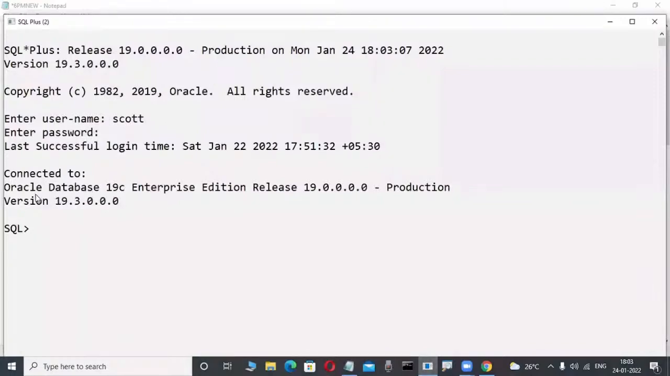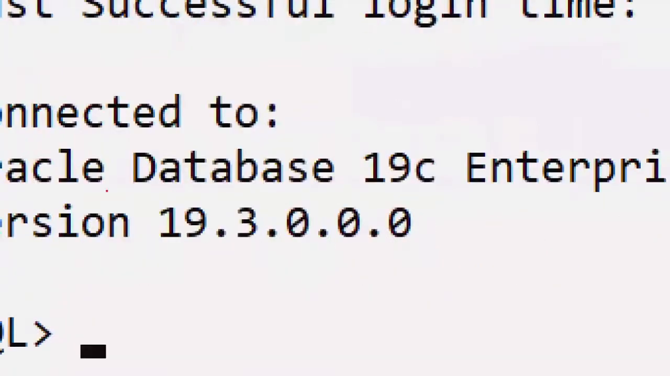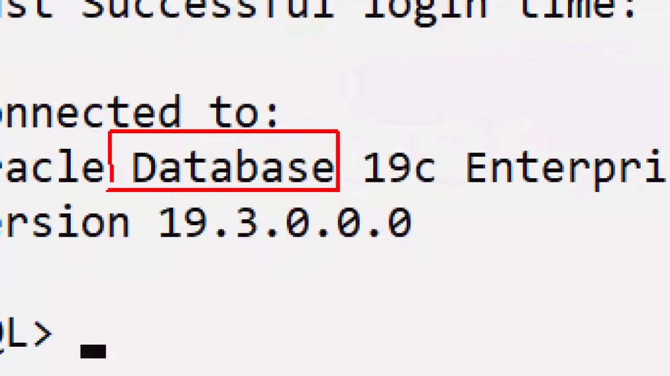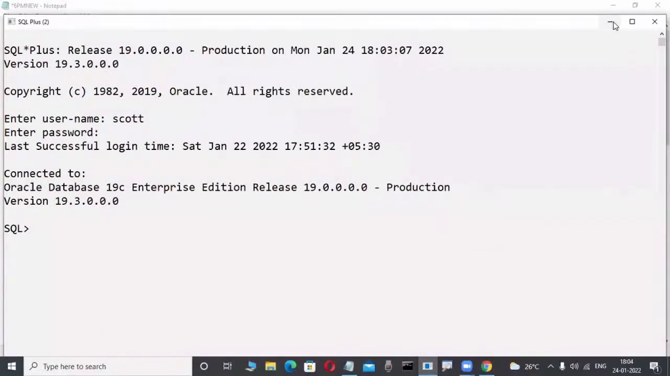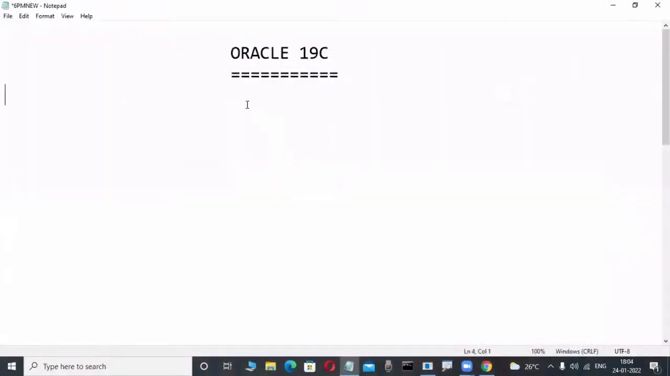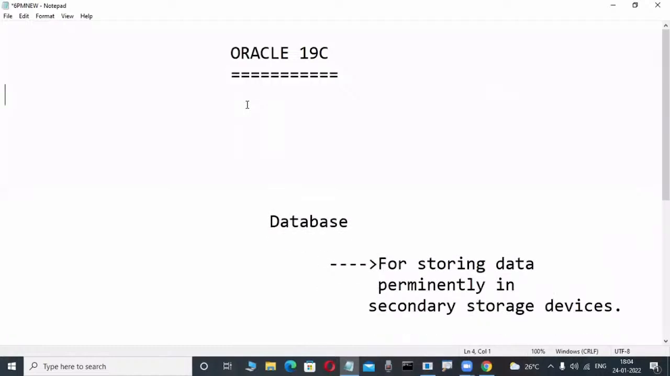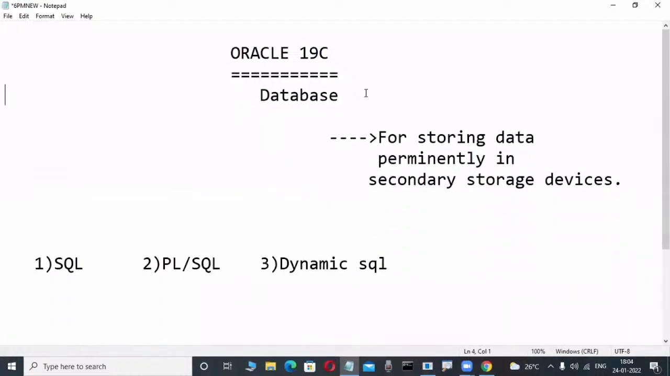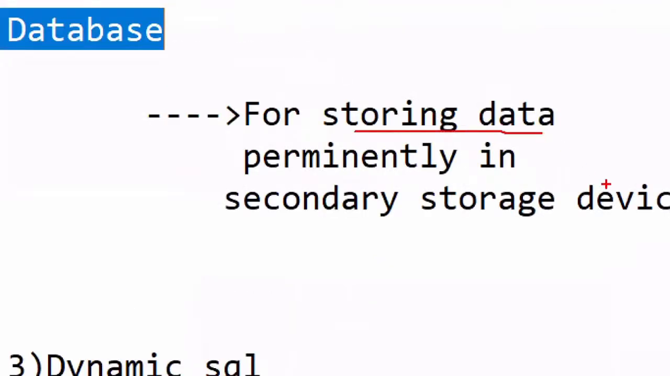Oracle is a product from Oracle Corporation. What type of product is that? Database product. What is the purpose of database products? Either Oracle, SQL Server, or DB2, so many products are there. The purpose of these database products is storing data, permanently in the hard disk, in secondary storage devices. But not only permanently storing the data, but also efficiently retrieving the data.